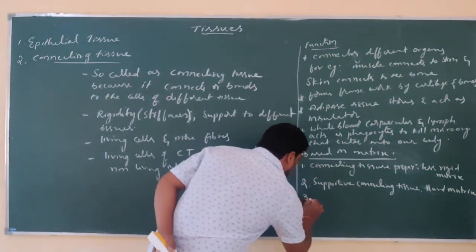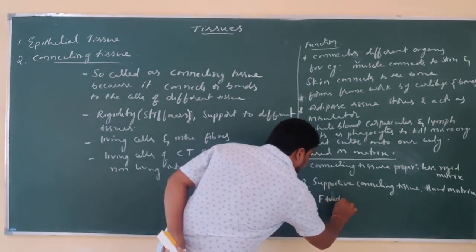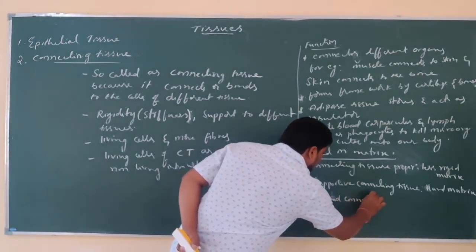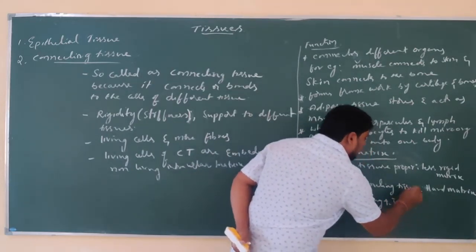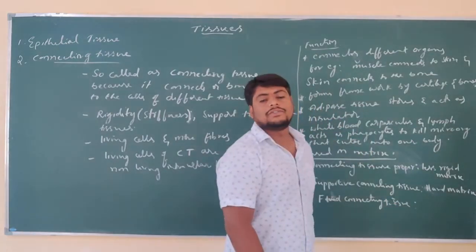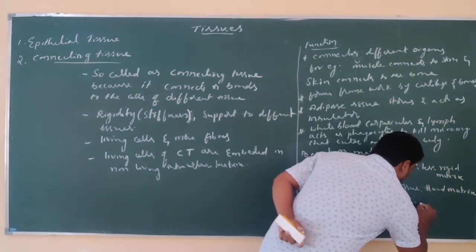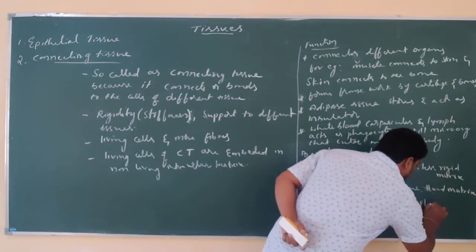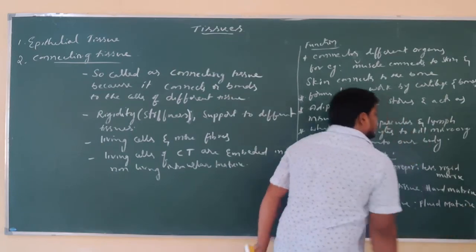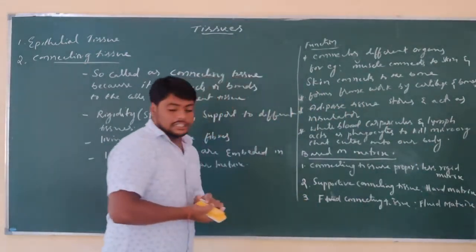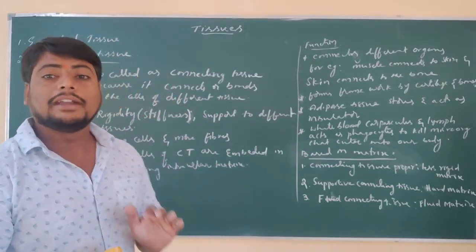And next, fluid connecting tissue. In fluid connecting tissue, the matrix is fluid in nature, that is liquid in nature, like blood. Fluid matrix or liquid matrix. These are the different types of connecting tissue based on the types of matrix found.